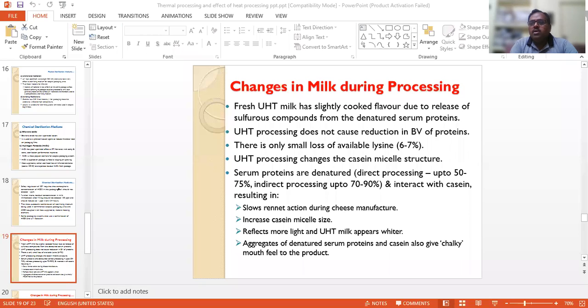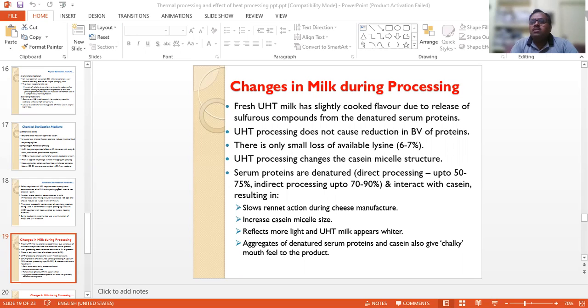So we are discussing here that when we go for UST processing, definitely we can get somewhat of a cooked flavor, because sulfhydryl compounds are released from the whey protein, particularly serum proteins. But the biological value of the protein is not reduced or lost. No loss has been reported by the several workers. So UST processing does not reduce the biological value of protein, which is similar to raw milk.